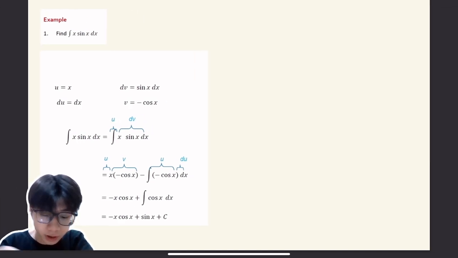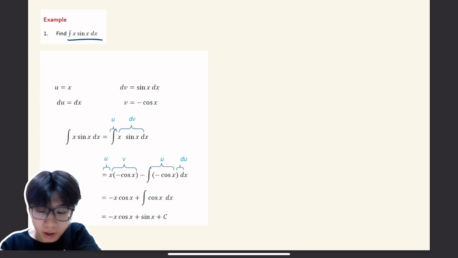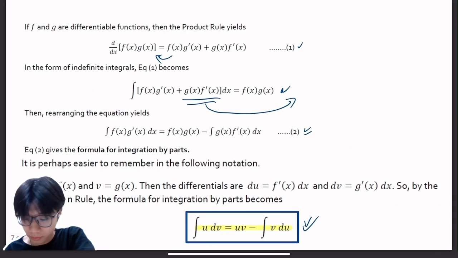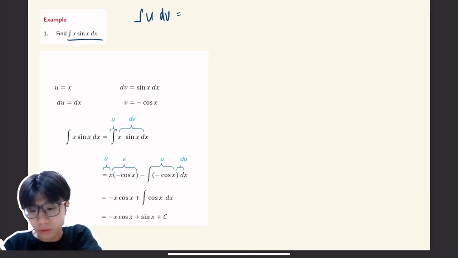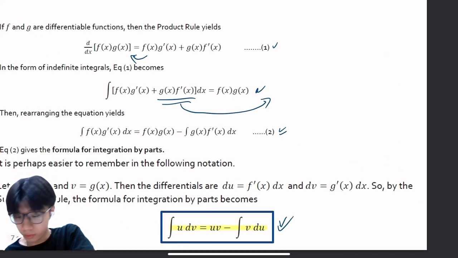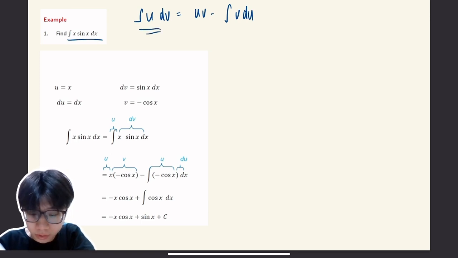This is the question, and the left side is the solution. But I will also explain the solution on the right side. This is the example. And from the formula here, integral of u dv equal to uv minus integral of v du. For now, we just need to compare this to the example.